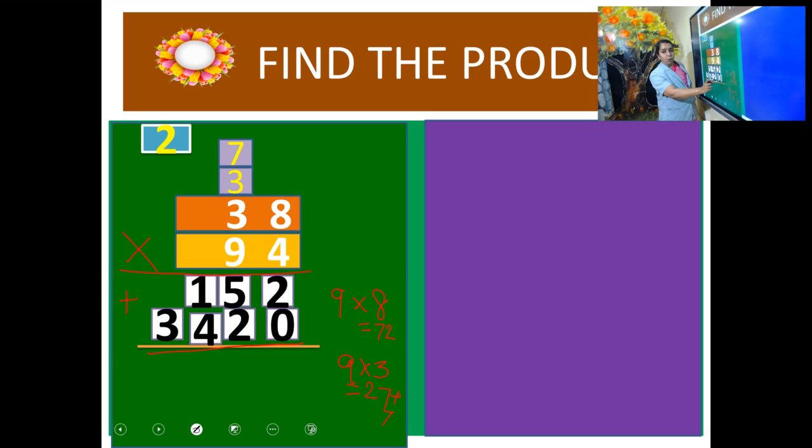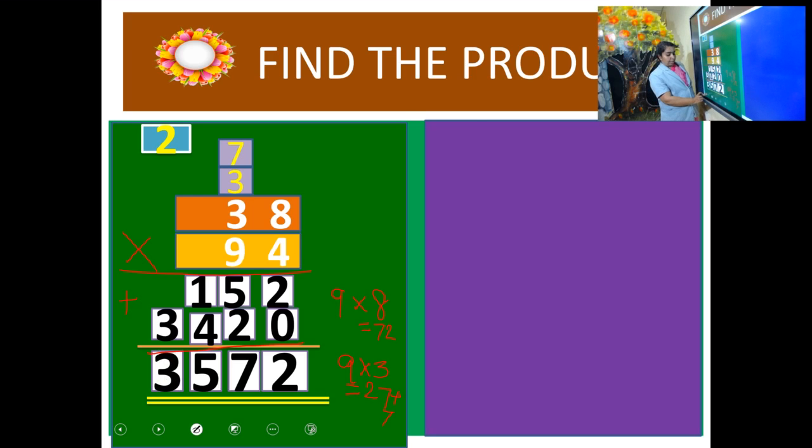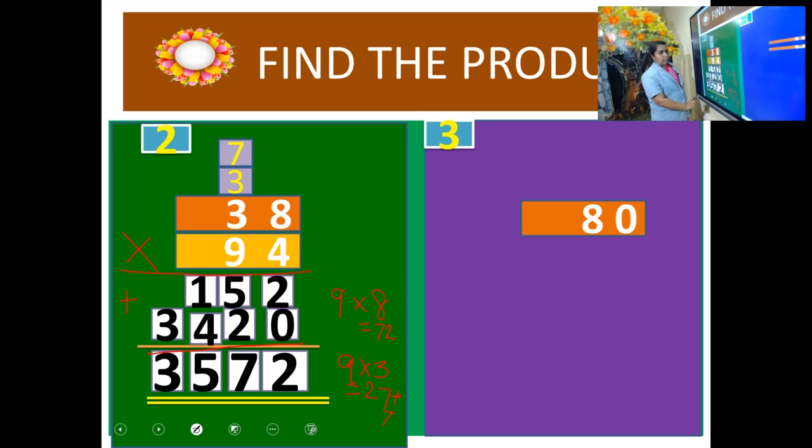Then 2 plus 0, 2. 5 plus 2 is, yes, 7. 1 plus 4 is 5. Then there is nothing to add, so you bring down the 3. So your answer is 3572. Clear?